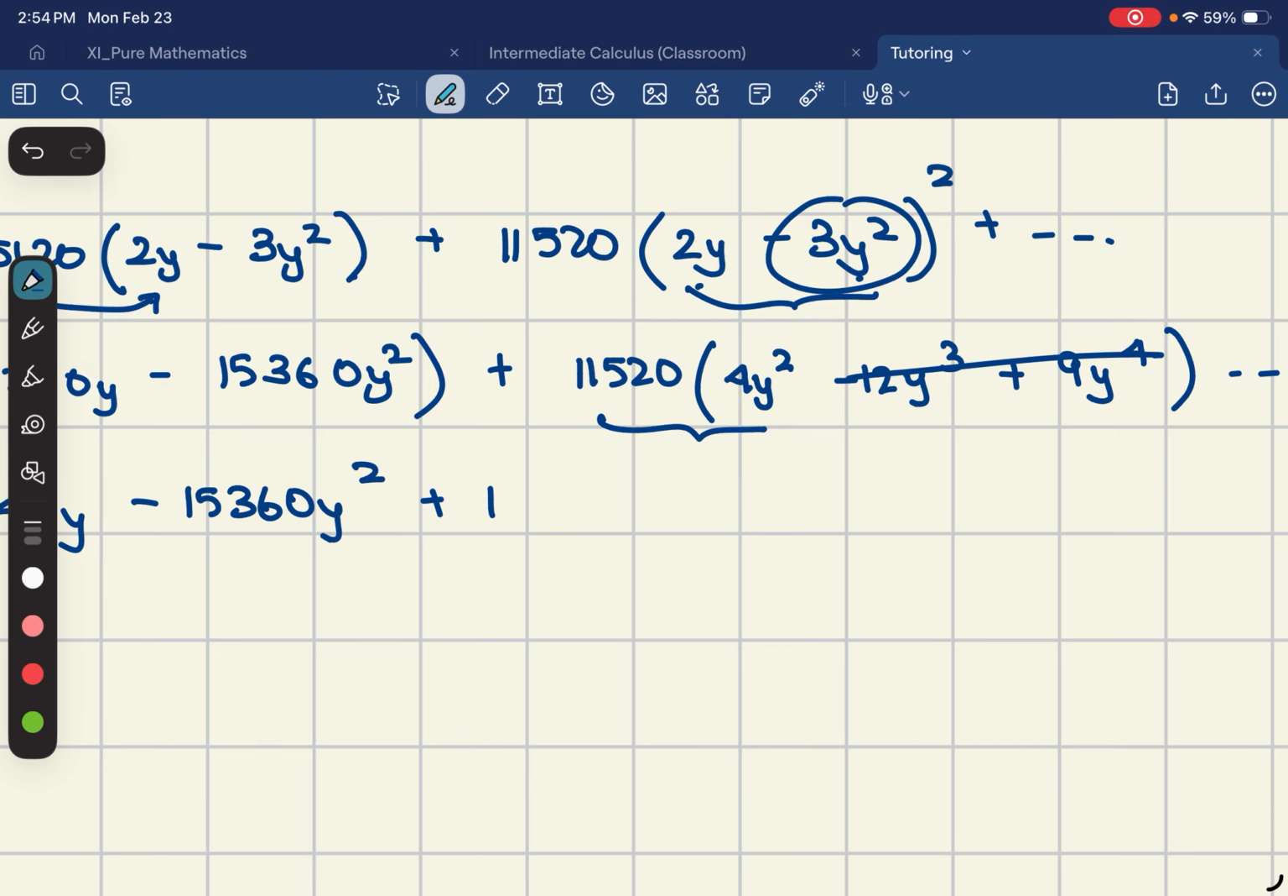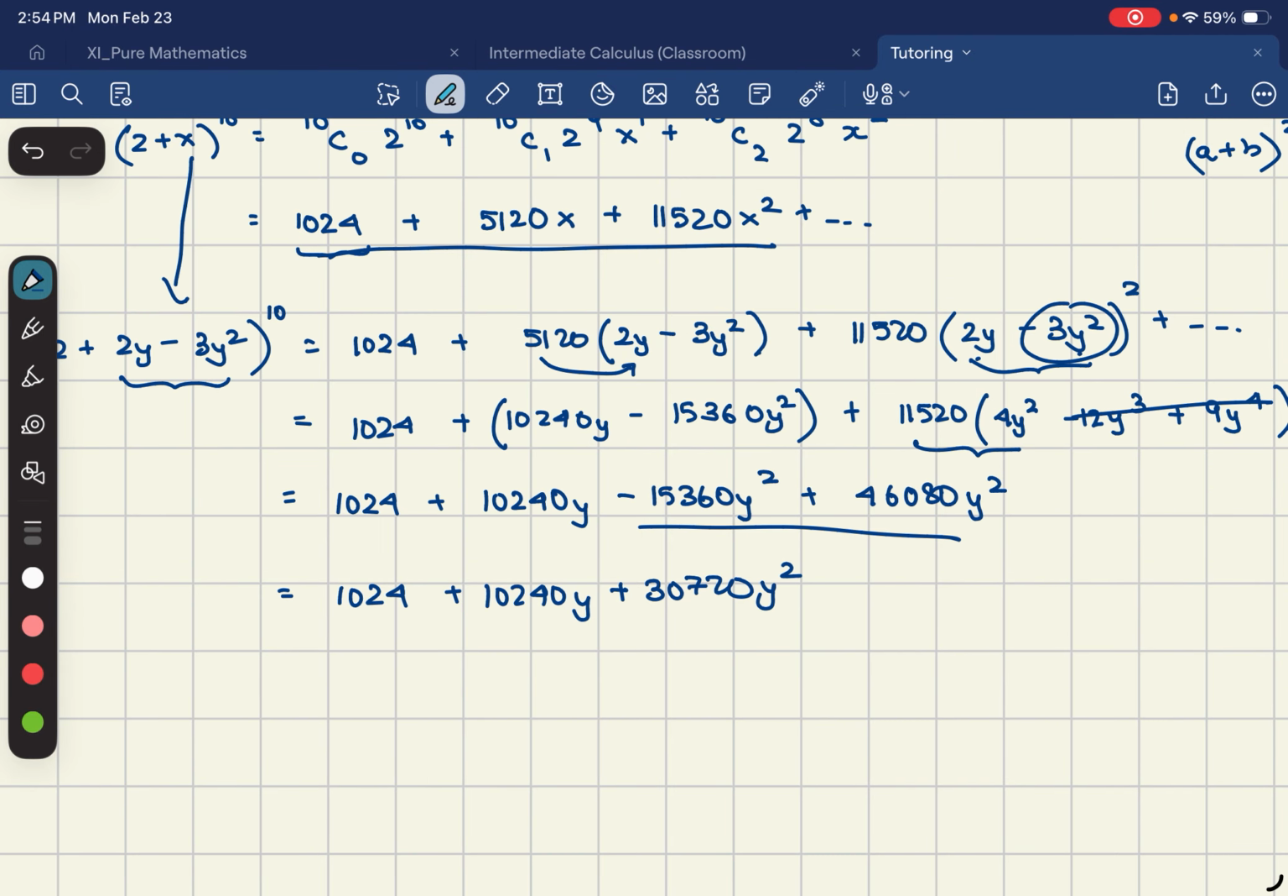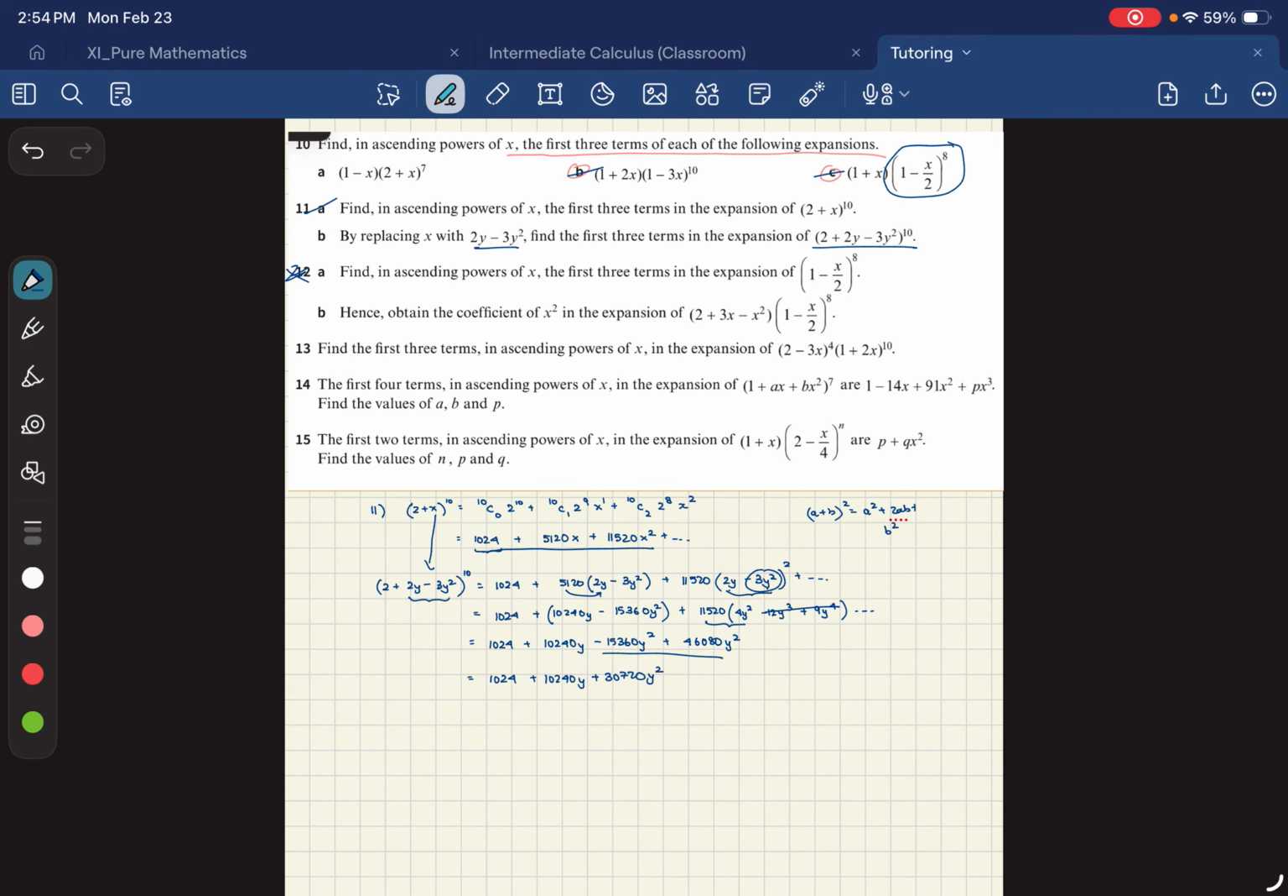11520 times 4 is 46080y squared. And if I simplify these two terms, so I need to do 46080 minus 15360. That gives me plus 10240y plus 30720y squared. That should be your answer. So let me quickly check it for you. 11b is 1024 plus 10240y plus 30720y squared. That is exactly the answer.